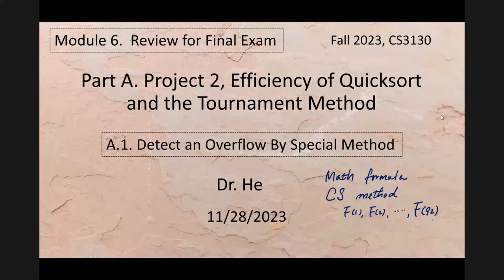Remember, method 1 tells us when n equals 92, you can calculate the correct Fibonacci number. But when you get F of 93, overflow. Right? Overflow. But with this method, we want to detect overflow directly without using a formula, using some appropriate CS method.